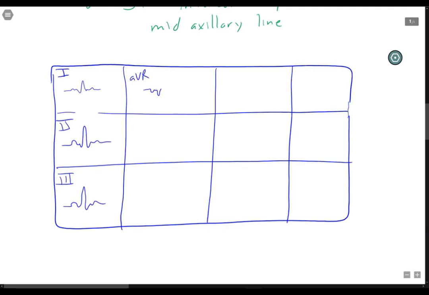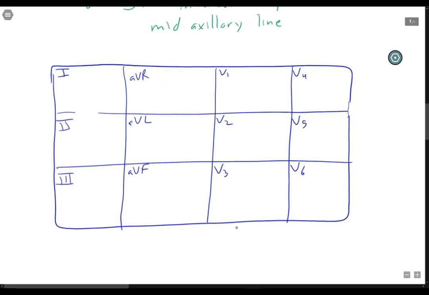Whoops, nope, that's not upside down now, is it? No, it should be this way, sorry. Well, AVR, AVL, and AVF are here. So your limb leads are the first 6 pictures you'll see. And then you'll see the ECG from the perspective of the precordial leads, or the V leads. V1, 2, 3, 4, 5, and 6. Now, I'm going to delete these for just a second here. All right, just like that.